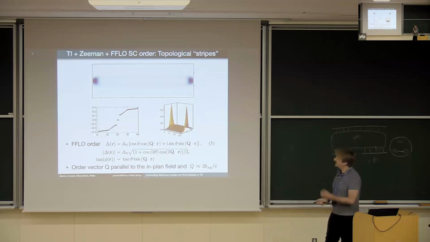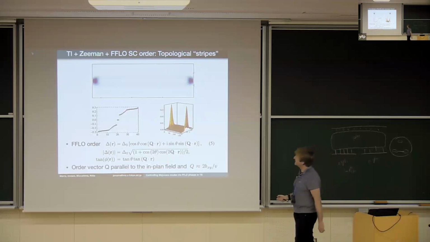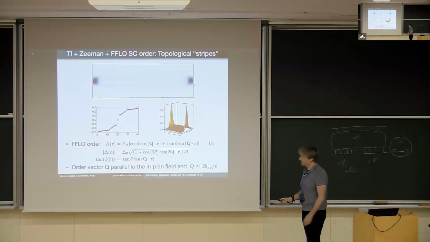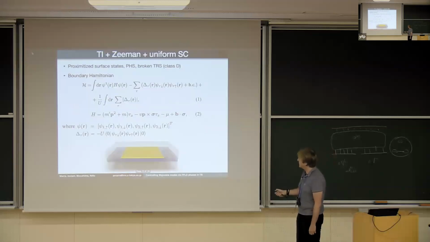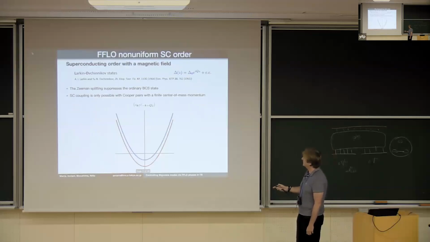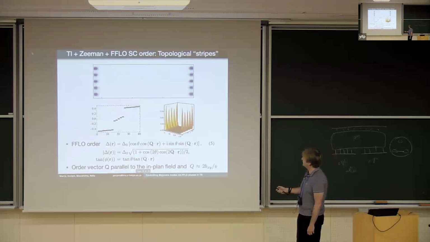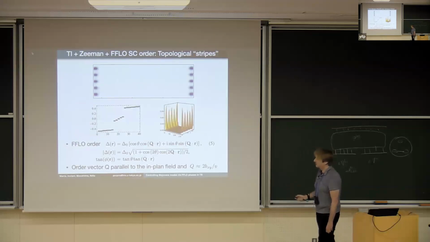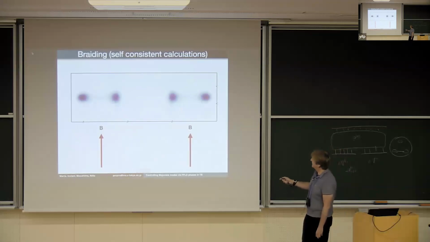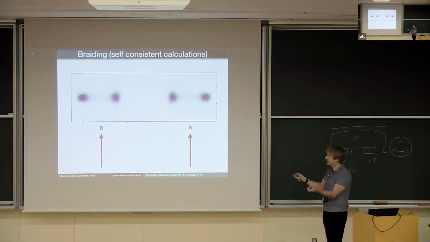And now it's clear how I can braid these Majorana modes, because I can build, let's say, a domain wall here. I increase the chemical potential, or I change any of these parameters to drive the system locally out of the non-trivial phase. And so I get this domain wall here. So I split the stripes into two stripes.